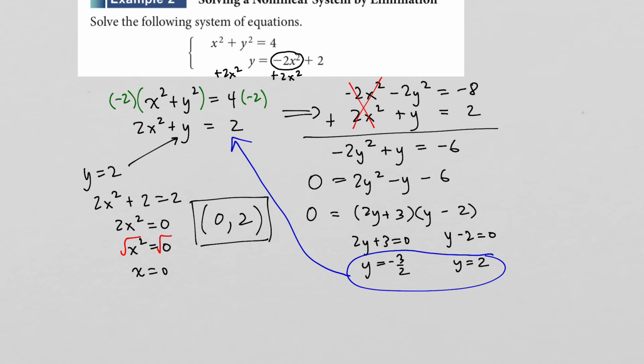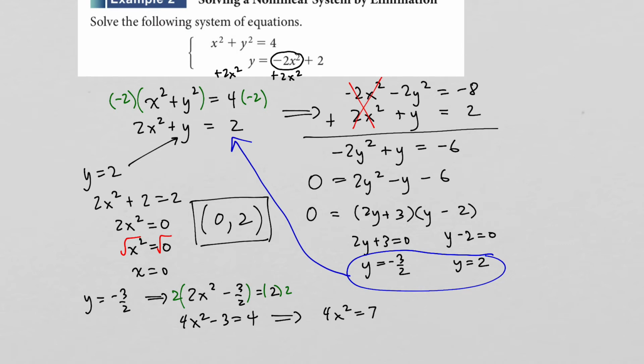And if y is equal to negative 3 halves, we plug that into the same equation. We get 2x squared minus 3 halves is equal to 2. I'm going to multiply both sides of this equation by 2 to get rid of the fraction. That will give us 4x squared minus 3 is equal to 4. Adding 3 to both sides gives us 4x squared equals 7. Dividing by 4, we get x squared equals 7/4.